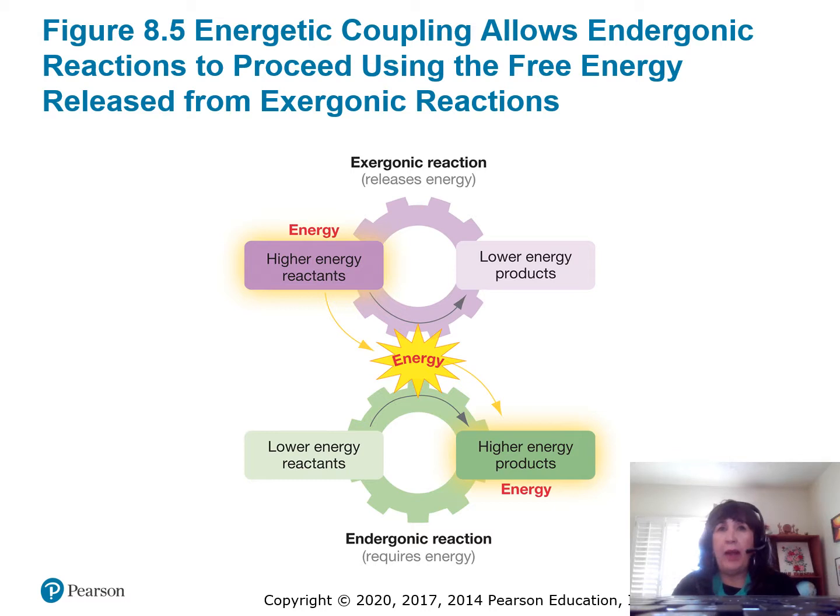I love this diagram because it shows how an exergonic reaction is coupled with an endergonic reaction. One reaction releases energy and the other reaction requires energy, and this is how they're coupled together so that you have different products. Notice an exergonic reaction has low energy products. Typically these molecules are much smaller than the reactants. In an endergonic reaction, notice that you have high energy products, and this is because the molecules are typically larger than those that were the reactants.